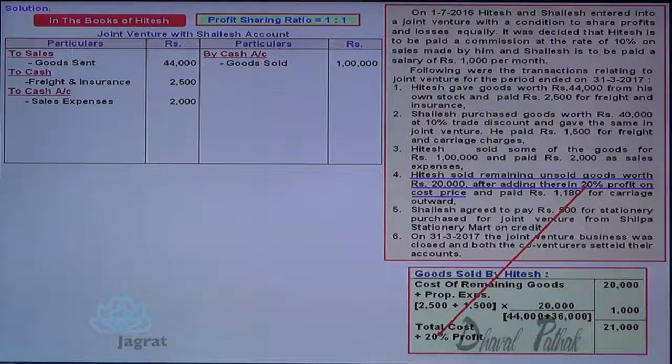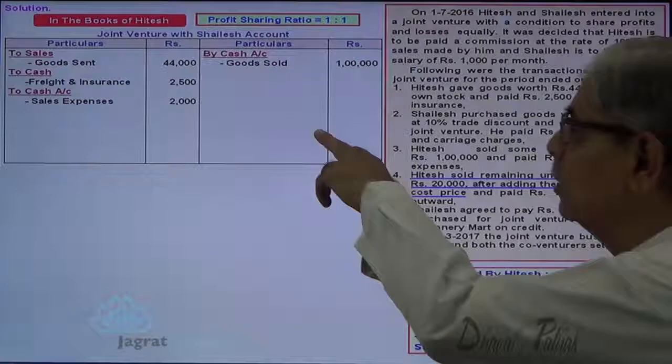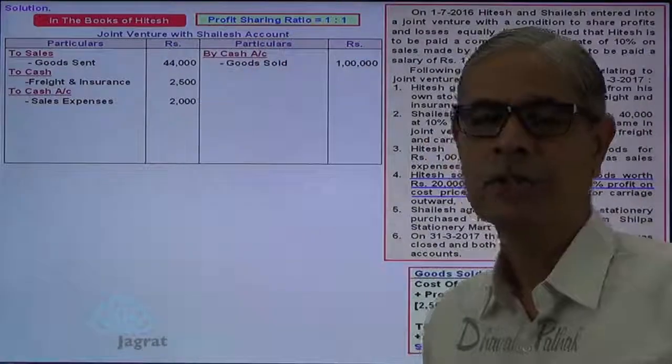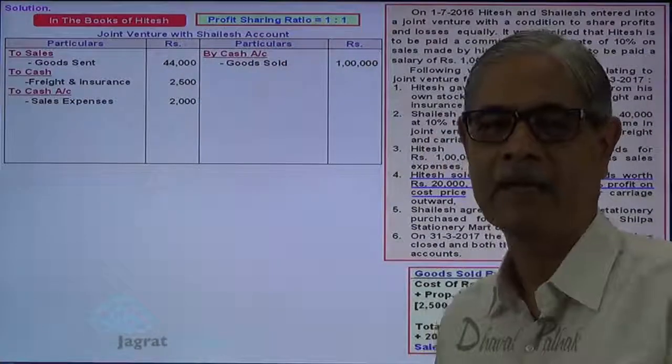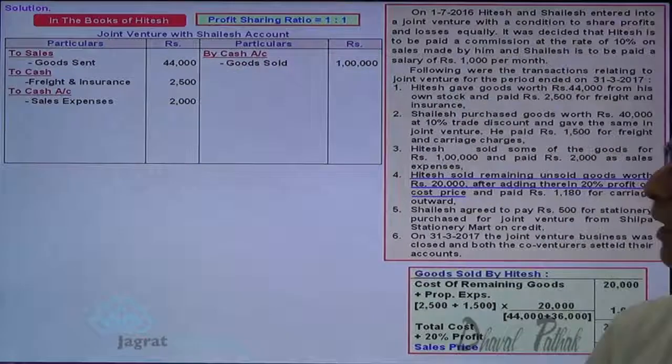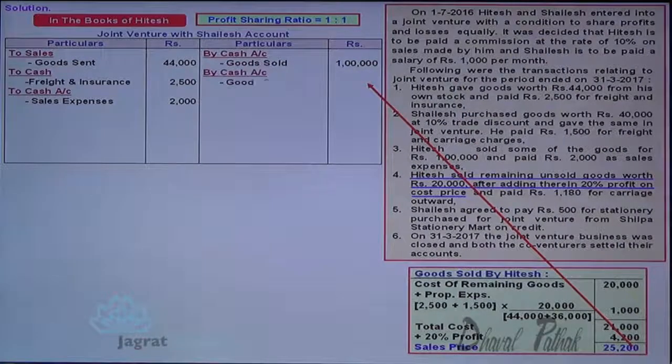To that you are required to add 20% profit. So 21,000 into 20% profit, 4,200. So the sales price of this remaining stock is 25,200. And these goods are sold by Hitesh. He receives the cash, or bank account debit to joint venture with Shailesh account credit. This is how this transaction gets recorded.